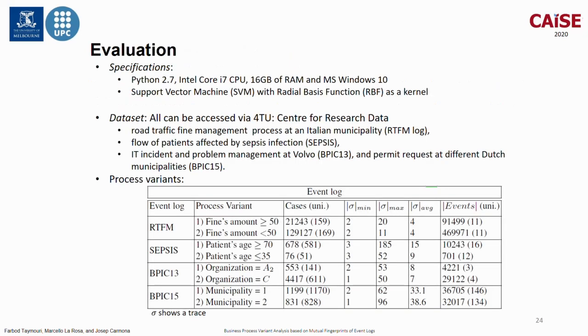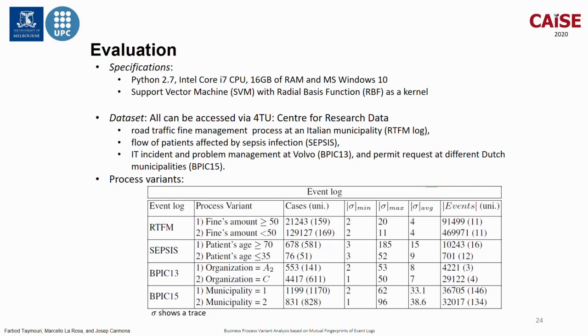So in the evaluation, we examine the proposed approach on the following machine: Python 2.7, an Intel Core i7, 16 GB of RAM, and Microsoft Windows 10. We used 4 real datasets that are publicly available. The road traffic fine management event log shows the execution of the traffic fine management process at an Italian municipality. For this dataset, we created 2 variants for the fine amount, one for values equal to or greater than 50 euros, and the other for values less than 50 euros.